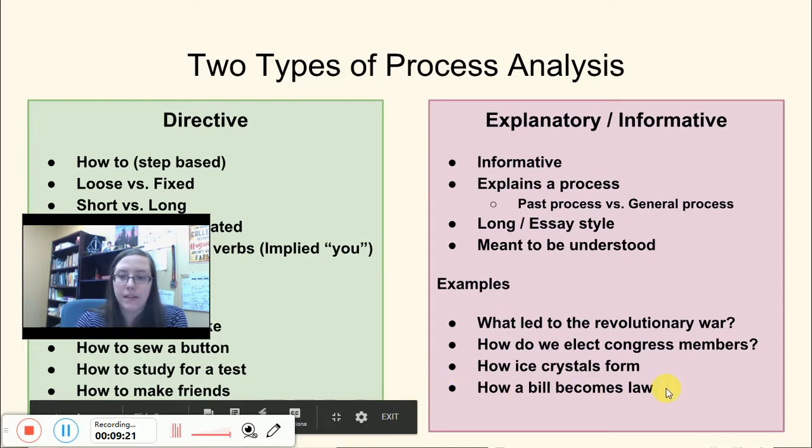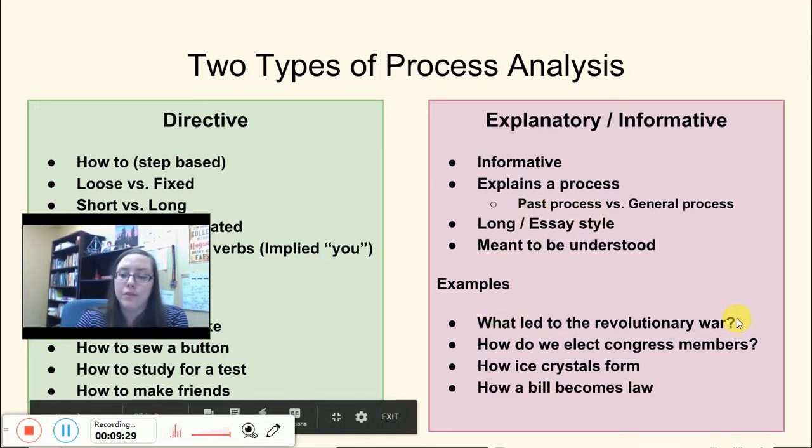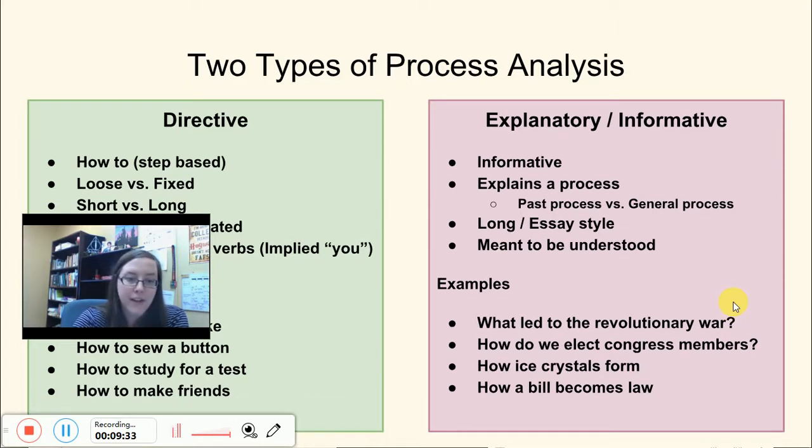How a bill becomes law is an example of a general process. And then we have what I like to call past process. So what led to the Revolutionary War? First this happened, then this happened, here were some other factors adding pressure, and eventually we got here. You're going to see a lot of these past process explanatory process analyses in history textbooks.